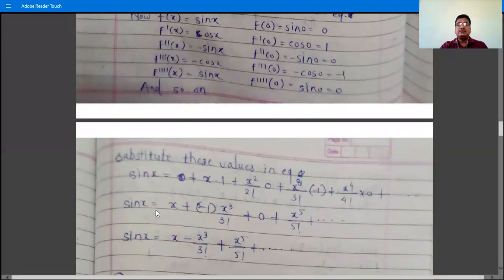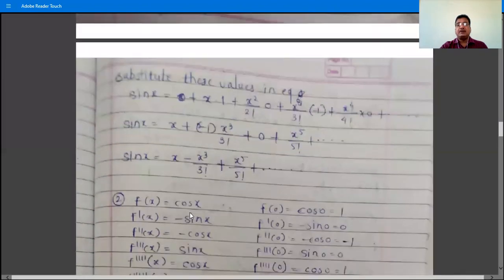And then we have sin x is equal to x, this term x, then x minus x cube by 3 factorial plus x raised to 5 by 5 factorial. So we have the expansion of sin x as x minus x cube by 3 factorial plus x raised to 5 by 5 factorial. Obviously the next term is what? Minus x raised to 7 by 7 factorial. Then the next term is what? Plus x raised to 9 by 9 factorial, in this way. So this is the expansion of sin x.